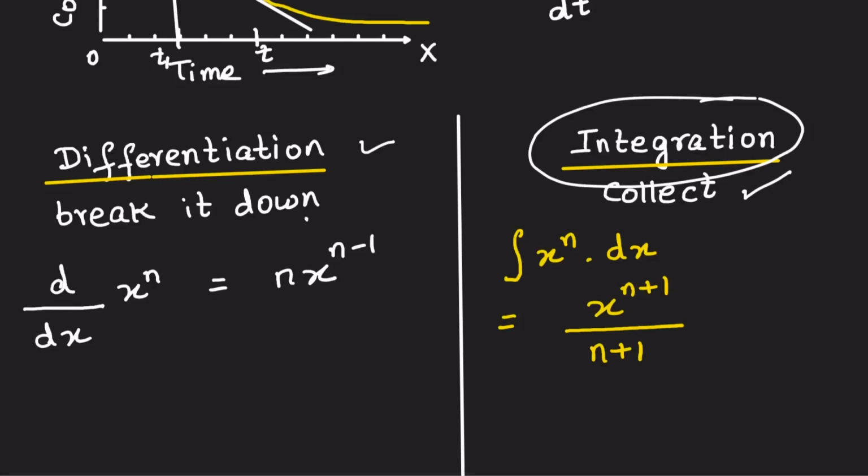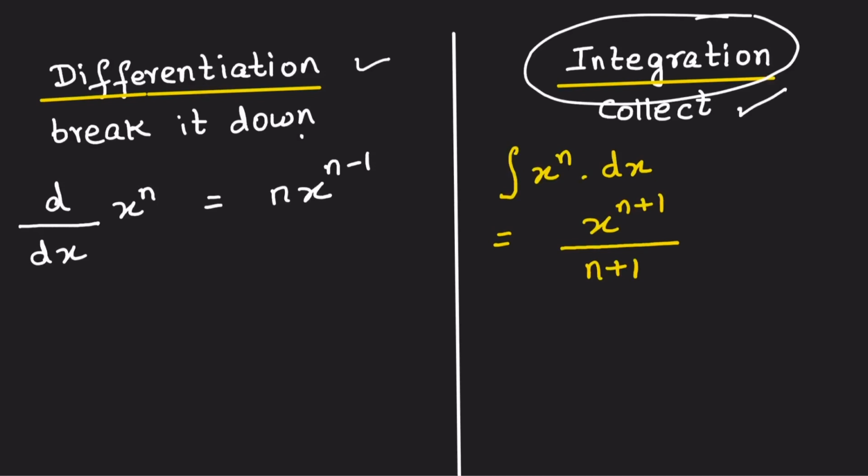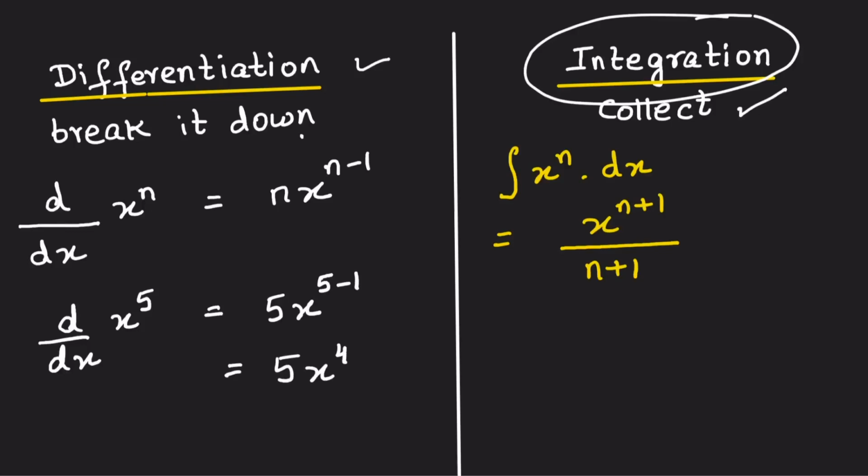Now, you don't have to learn too many formulas. As a beginner of chemistry, you can just, for the present, rely on these two formulas. If I differentiate x to the power n with respect to x, then it becomes n x to the power n minus 1. So, for example, d by dx of x to the power 5. Here n is 5, so x to the power 5 minus 1 gives me 5x to the power 4.